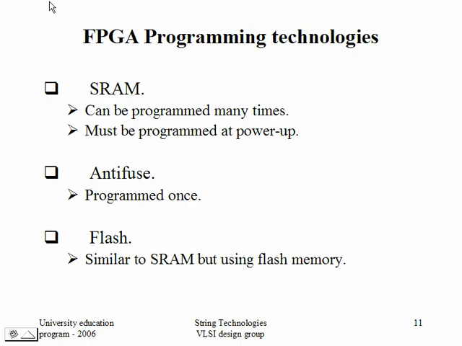So SRAM based FPGA, as you know, SRAM is volatile and it is reprogrammable. Any number of times you can read and write, so they can be programmed many times. That is the main advantage of SRAM based FPGA. SRAM must be programmed at power up, otherwise it won't work. Because when you power on an SRAM based FPGA, it expects to load the bit file from SRAM and give the inputs to the MOSFET gates and all.